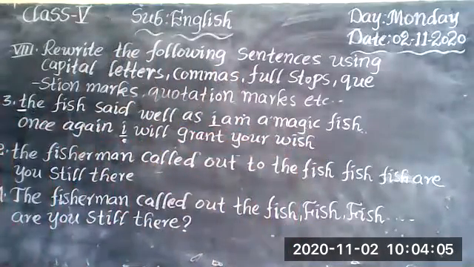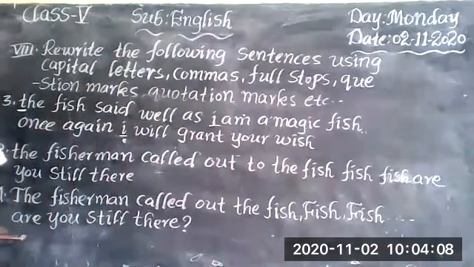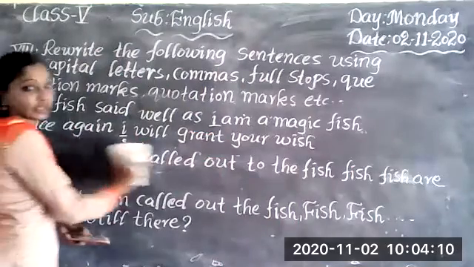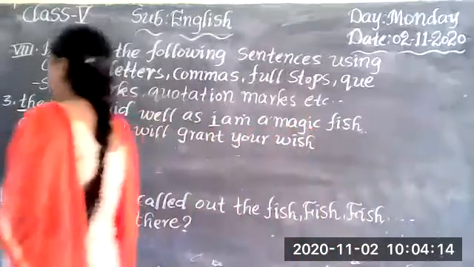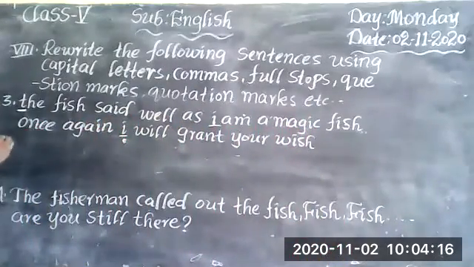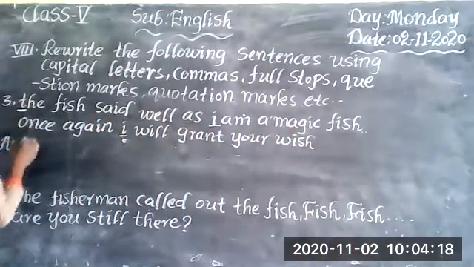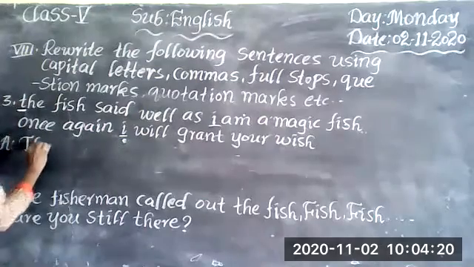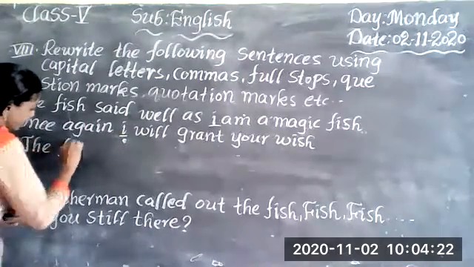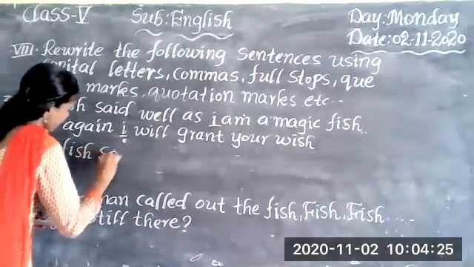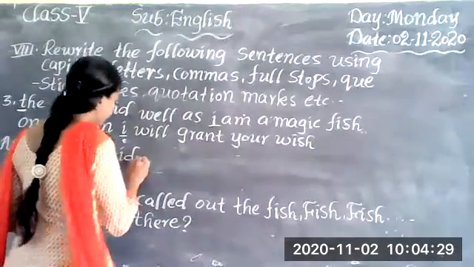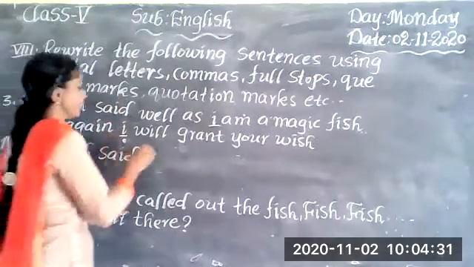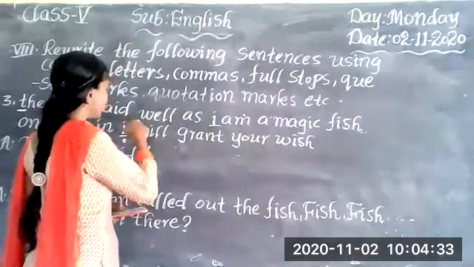Okay, shall I write the second sentence? Okay, already written. Now write. What is the answer here? Capital T, the fish said. So said is the reported verb. So we have to separate with a comma and here quotation marks will start.